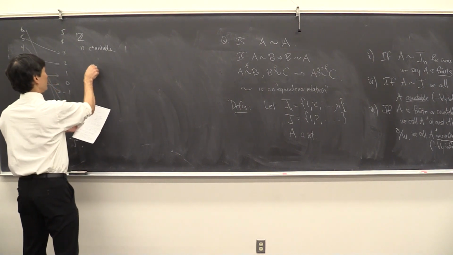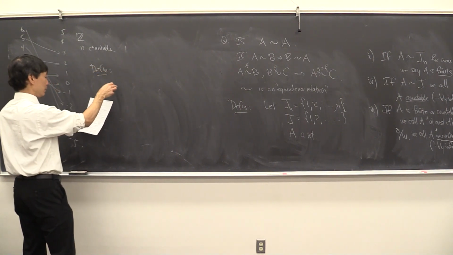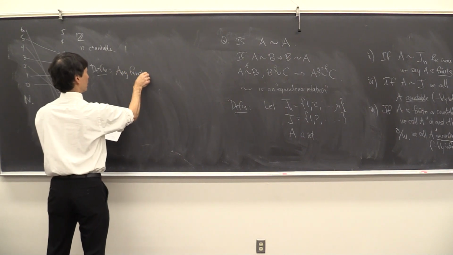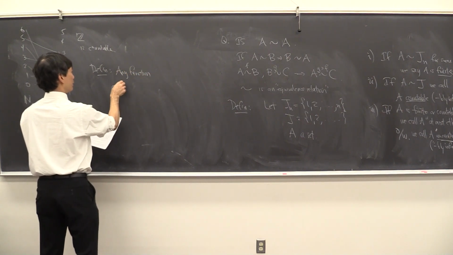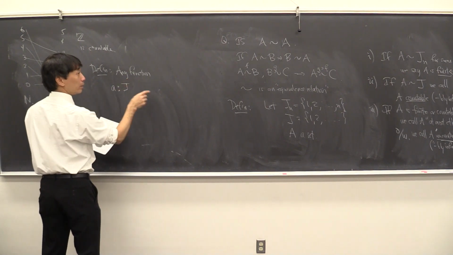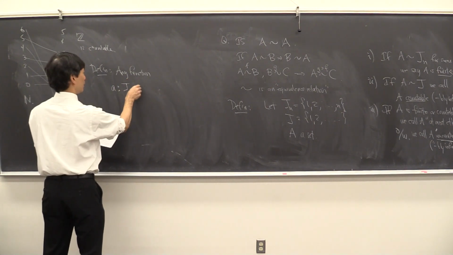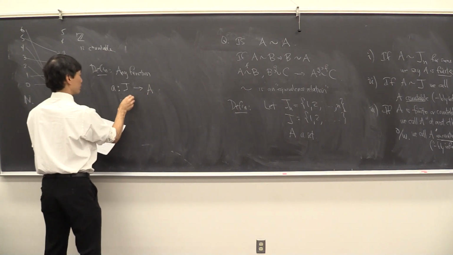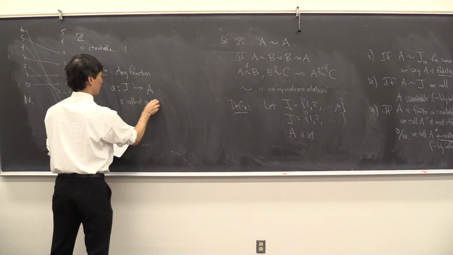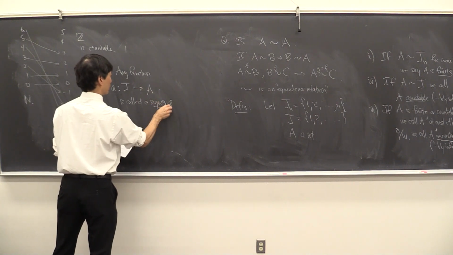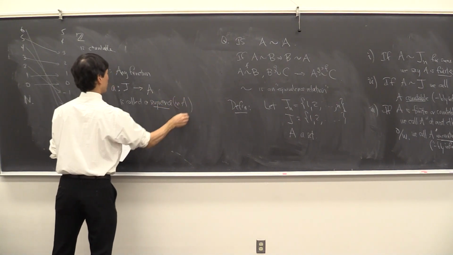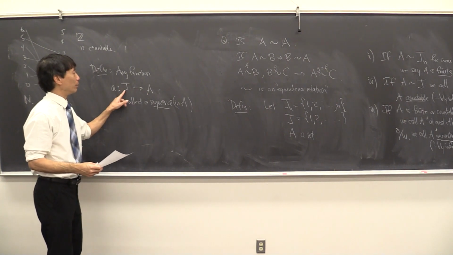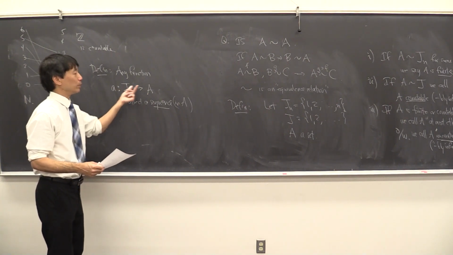Okay. So maybe I should have defined what a sequence is, right? Any function A going from J to anywhere is called a sequence in A. Right, so you have some set, and you have some map going from the natural numbers into A.